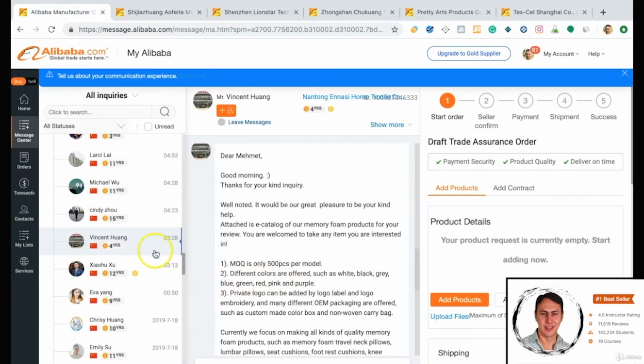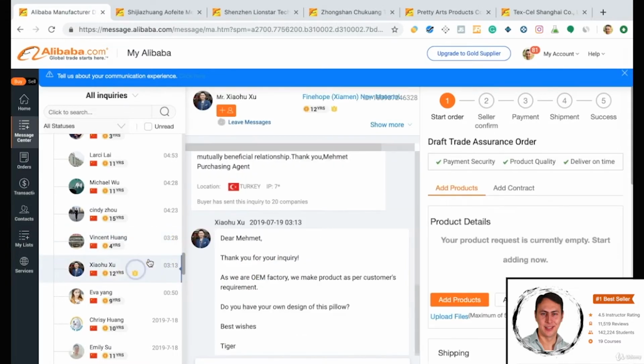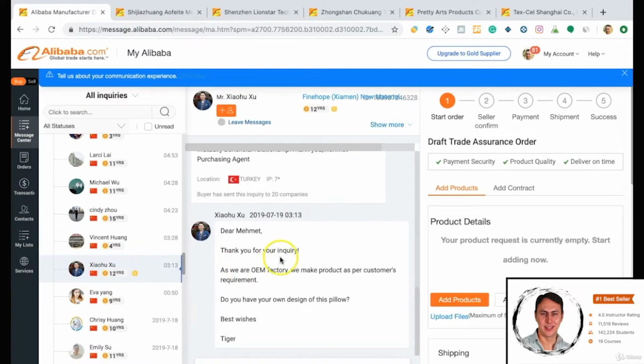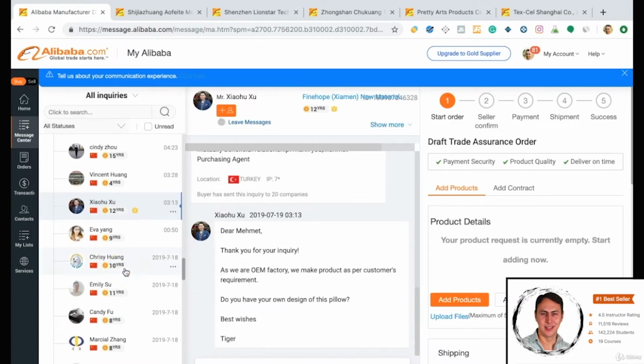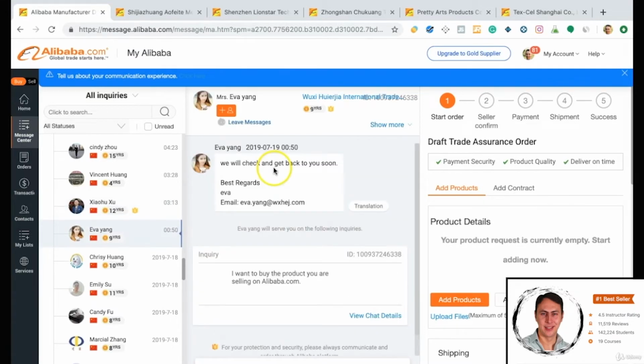We couldn't get enough answers. Let's continue. OEM factory we are, he is saying. So, we can produce each product no matter the size or other criteria it is, and he is asking if we have our own design. We can say something about our design and continue like this. However, if they could answer better and mention more about the detail, we could continue with this factory. Let's pass another one. We'll check and get back to you soon, she is saying. But she hasn't replied back.